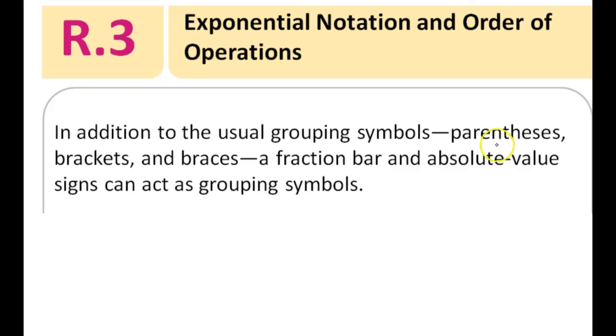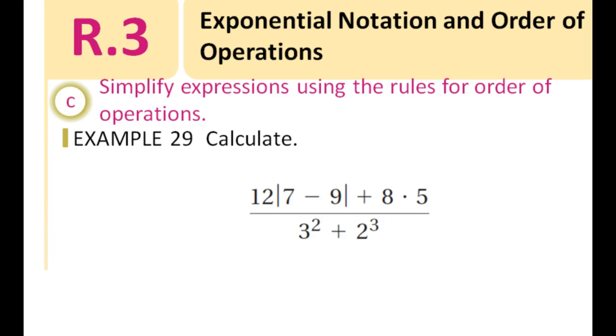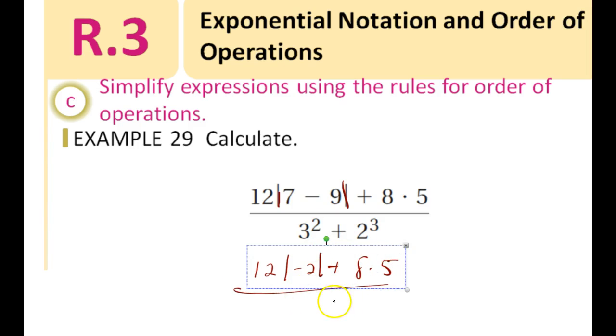In addition to parentheses and braces, sometimes we have fractions and absolute values. So we have to look at order of operations to see when to take care of those. I'm going to take care of absolute value maybe first. So I'll rewrite this. The absolute value of negative 2 is 2, so maybe I could have saved a step there. I'll leave this 8 times 5. I'm going to take care of these exponents in the denominator next. This is 9 plus 8.